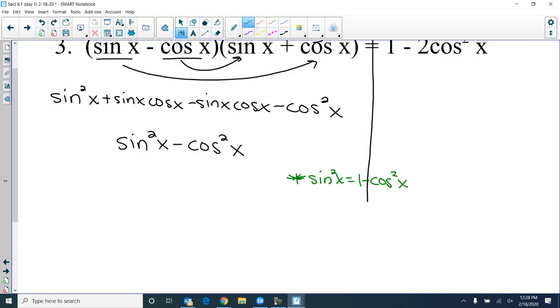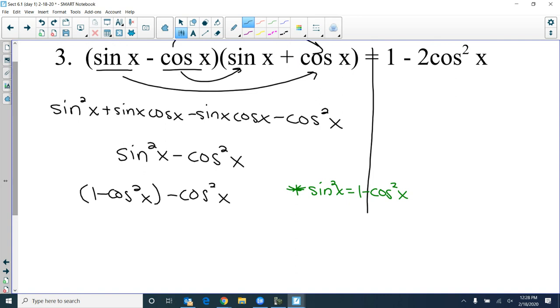So that means wherever there's a sine squared, I can take it out and replace it with 1 minus cosine squared x. Why would I want to do that? Because the right-hand side does not have anything to do with sine. You want to rewrite it in terms of something else. All right, what does that simplify to? 1 minus cosine squared minus cosine squared? That is 1 minus 2 cosine squared. Is that what we wanted? Yep. 1 minus 2 cosine squared x. And now we are done.